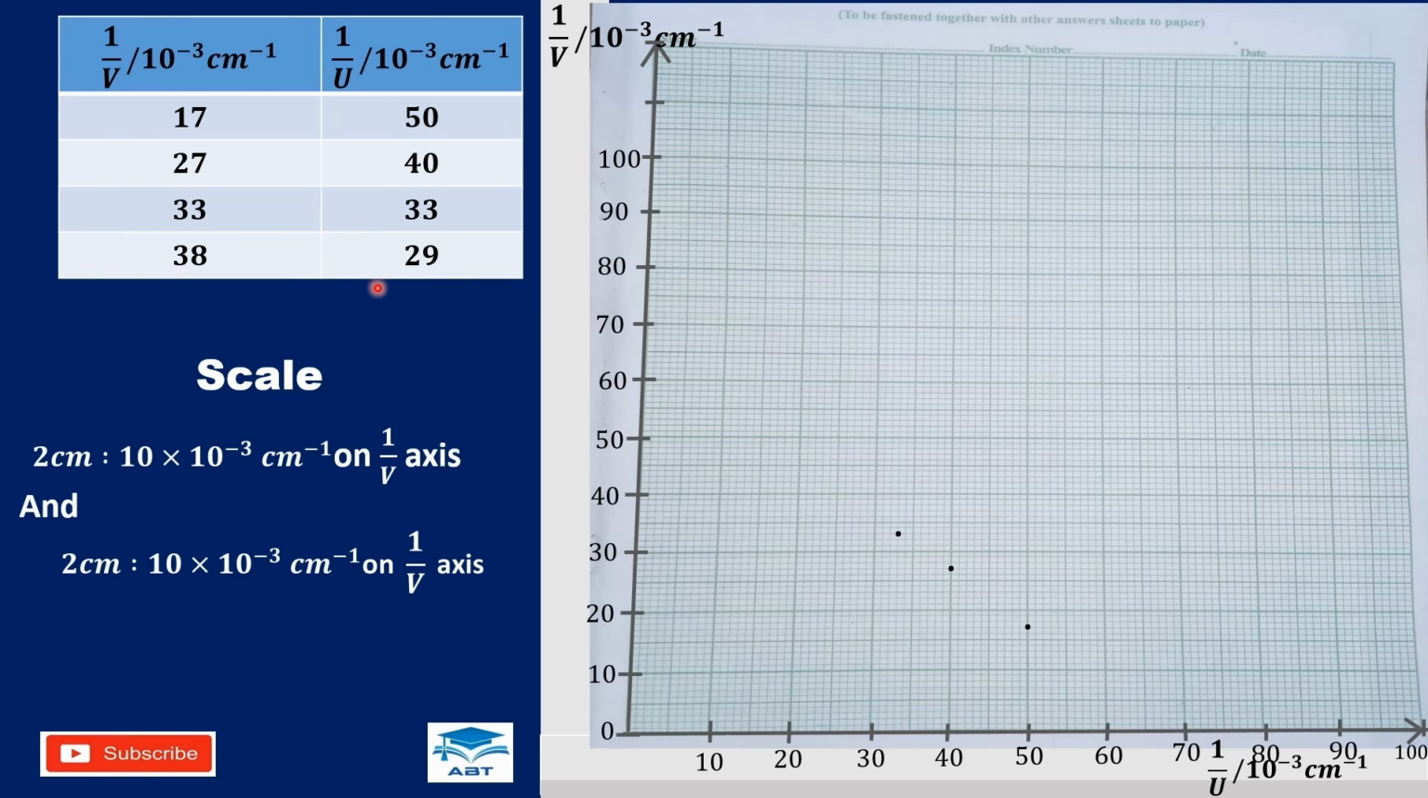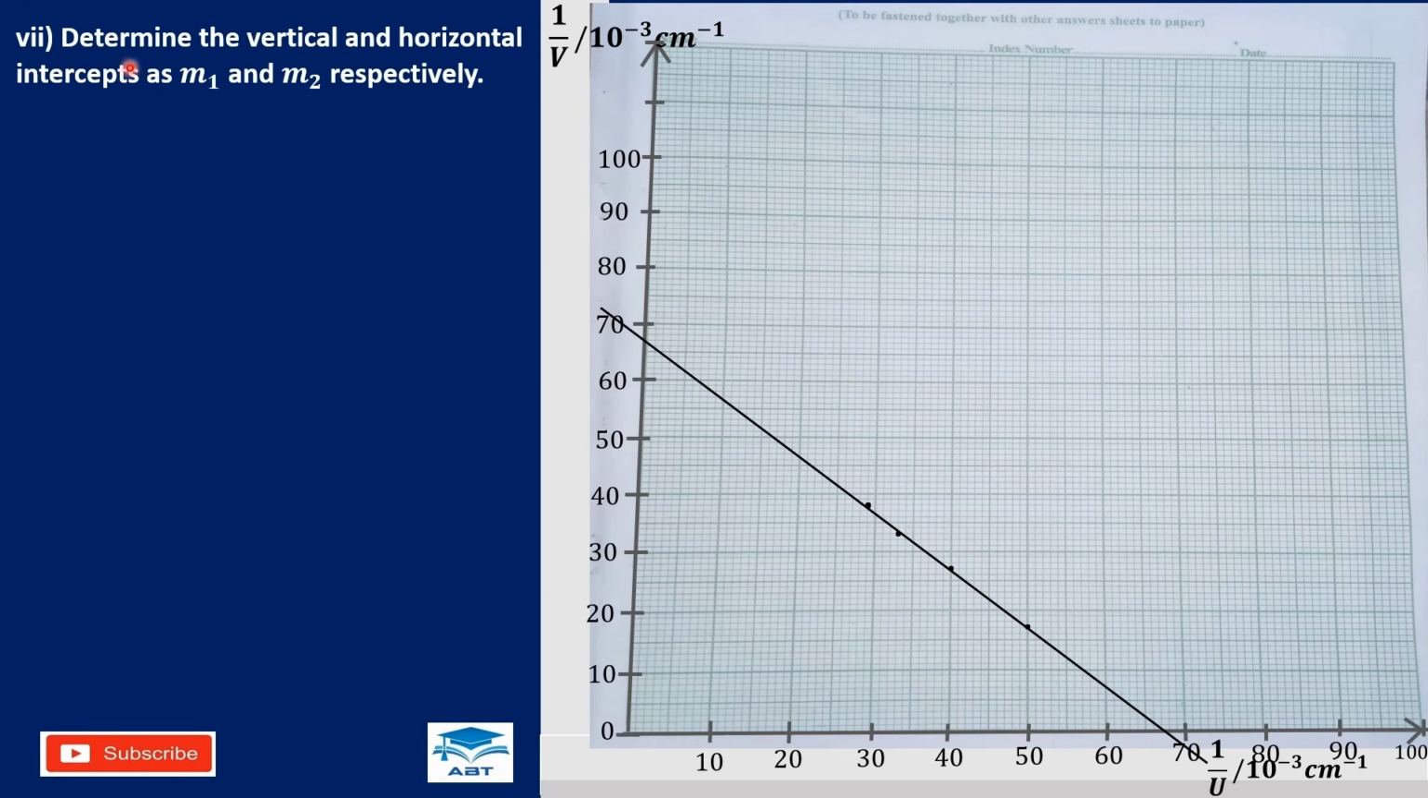For the next point, we have 29 on the horizontal axis. So this is 20. We count 9 more boxes and 38. So 30 plus 8 more boxes will meet here. So we draw the line of best fit. And we are going to determine the vertical and horizontal intercepts as M1 and M2 respectively. So the vertical intercept is M1 and the horizontal intercept is M2.